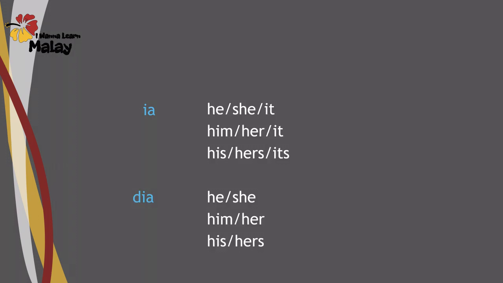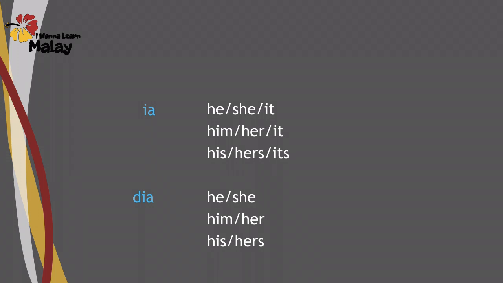So the word ia is sometimes confused with the word ya, which means yes, but ia is actually a pronoun. So similar to dia, which is a pronoun for the third person, the pronoun ia is also for the third person. The difference is dia is more used for people. Ia is used for other things, like inanimate objects or even animals.